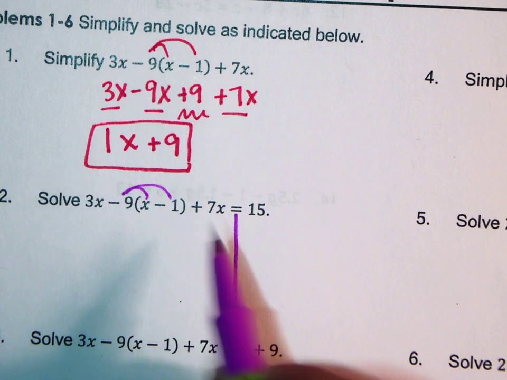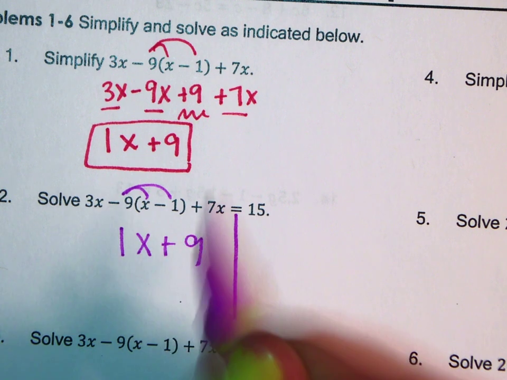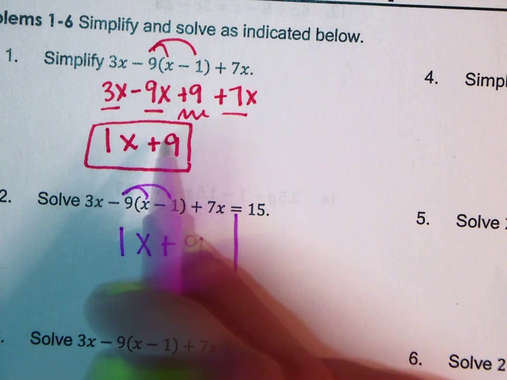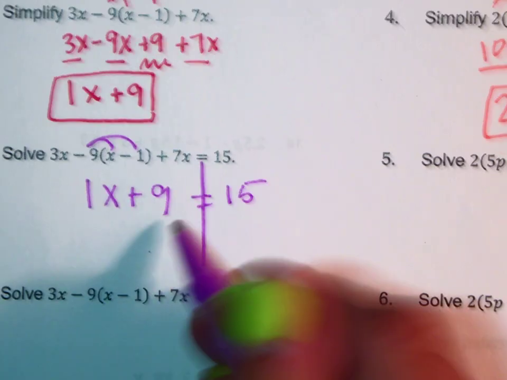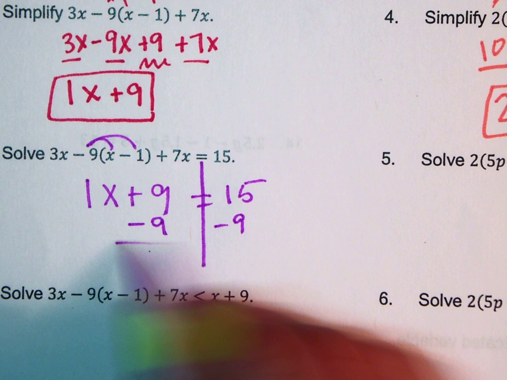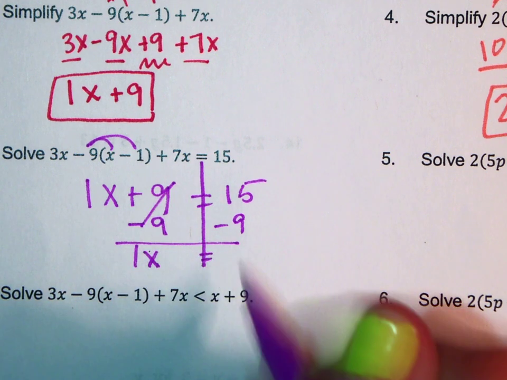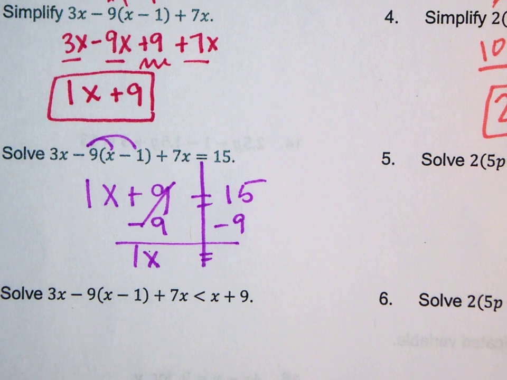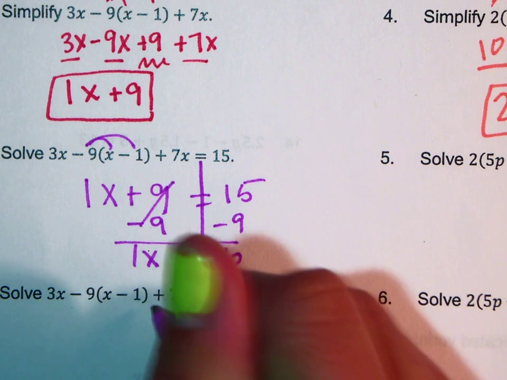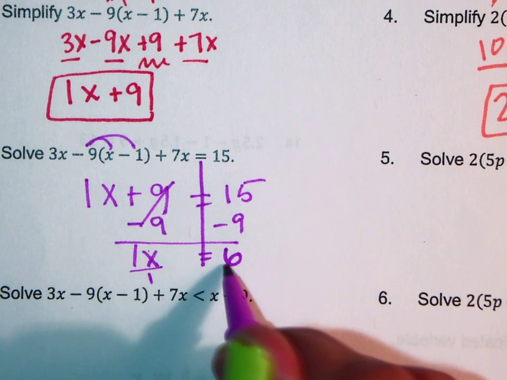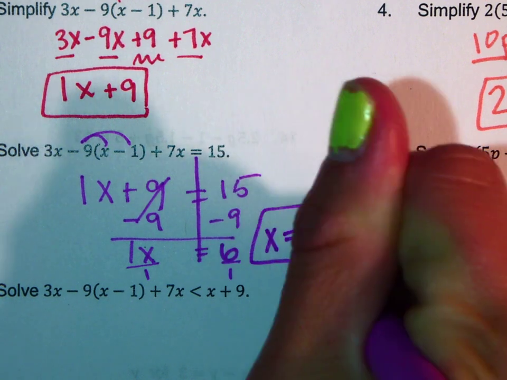So once you distribute and you combine, this whole side here is going to turn into 1x plus 9. Because it's the same exact steps that you do up here. And then we're going to drop down the 15. And then from there you solve minus 9, 1x equals 15 minus 9. My brain's breaking. 6. If you want to divide by the 1, you can, but remember that 1 is understood, so you don't really have to, but you get x equals 6.